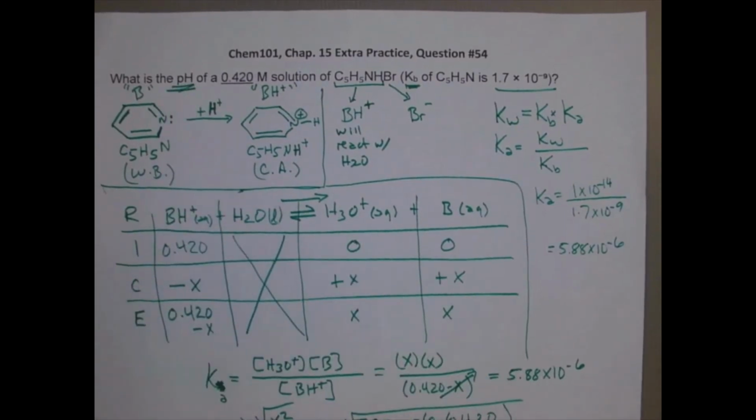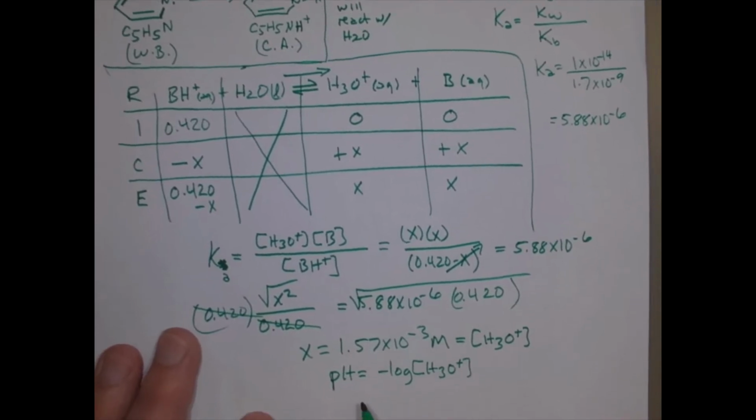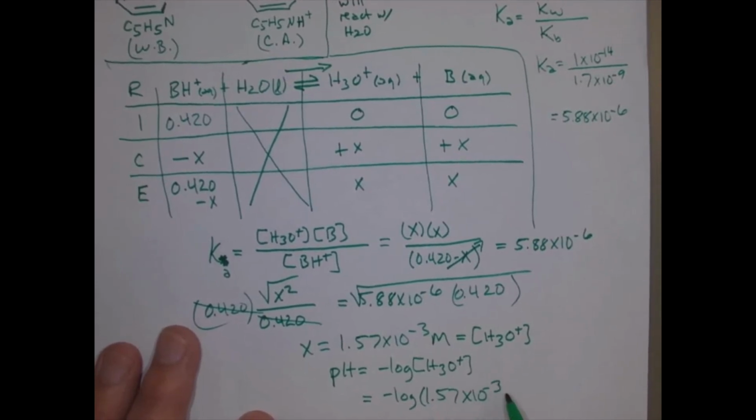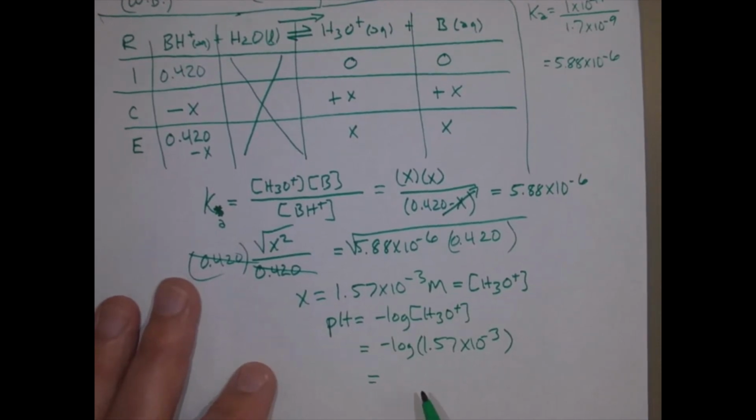Okay, well, that's good that I have the hydronium ion concentration, because I know that the pH is equal to the negative log of the hydronium ion concentration. Okay, so it's equal to the negative log of 1.57 times 10 to the minus 3. And that turns out to be 2.8. And that's your answer.